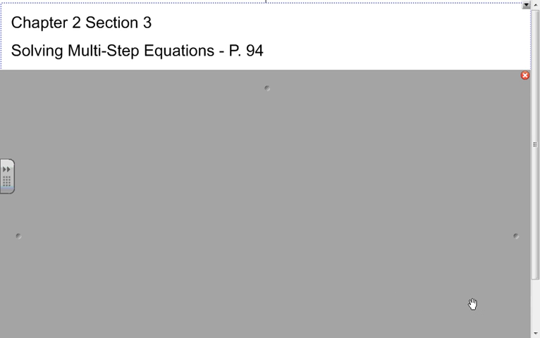Hey everybody, this is Chapter 2, Section 3. Title is Solving Multi-Step Equations, begins on page 94. We're still going to use the same steps that we used in Sections 1 and 2. What's my variable, what's being done to it, what's the inverse, and so on.